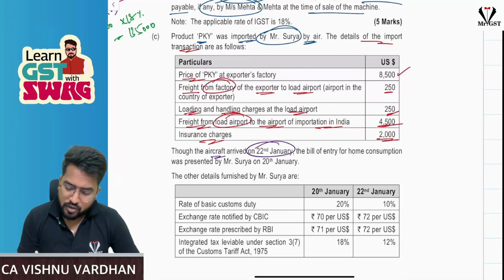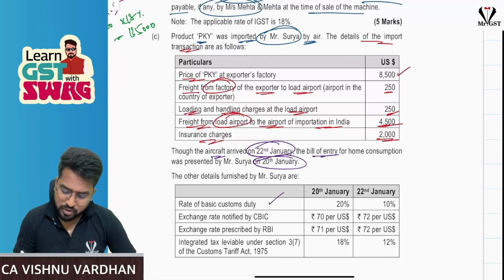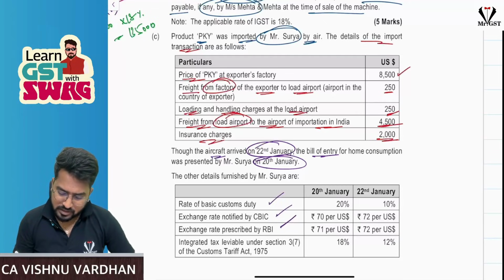Now they have given the information: the aircraft arrived on 22nd Jan. Bill of entry is filed on 20th Jan. They gave the customs duty rate on 2 dates, and the exchange rate by CBIC, RBI, all these things. IGST levy, all these things they have given.